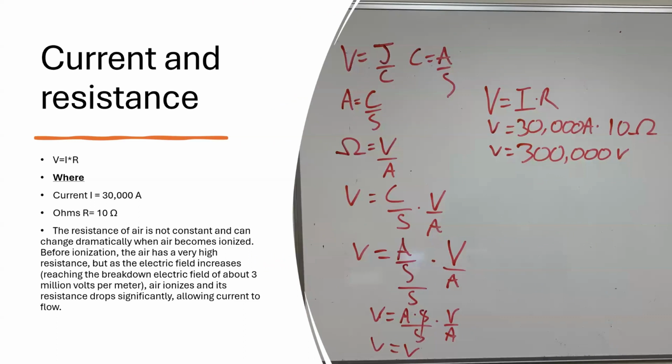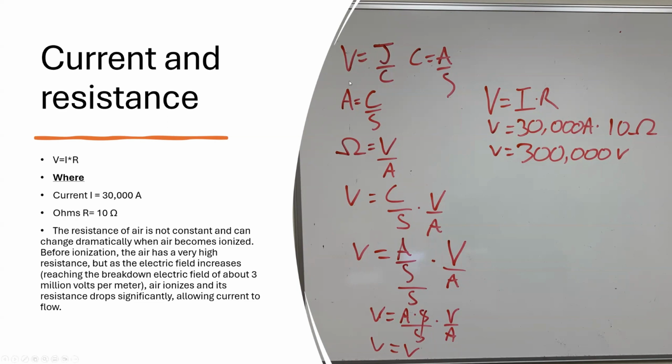Now, going on to current and resistance. To explore the concepts of current and resistance within the context of a lightning strike, we'll approach this by examining a typical lightning strike and applying Ohm's law. Even though the dynamics of lightning are more complex and do not strictly adhere to Ohm's law due to the nonlinear and transient nature of the phenomenon, for educational purposes we can use a simplified version.